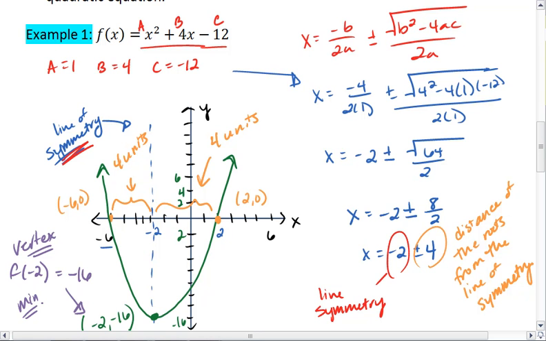Okay, those are the two possible approaches if you're going to graph a parabola or a quadratic function based on its roots. Remember, roots are your x or your horizontal intercepts.